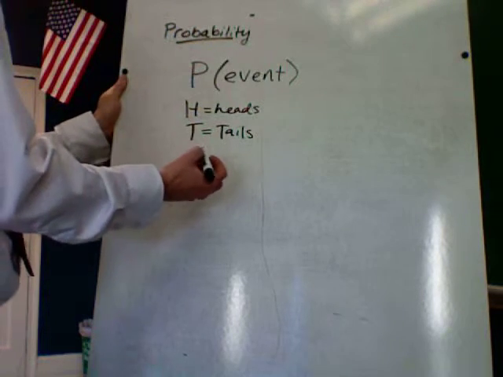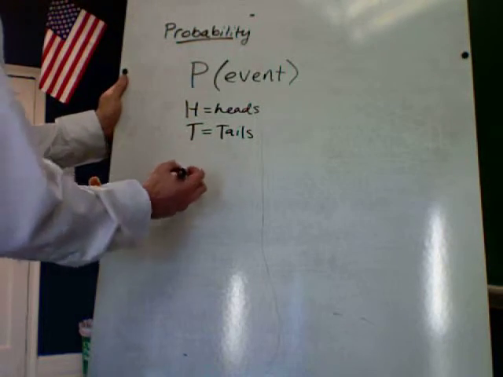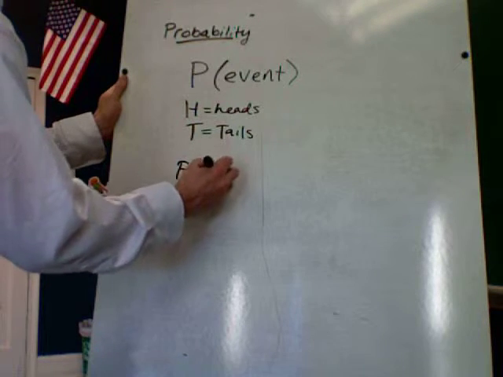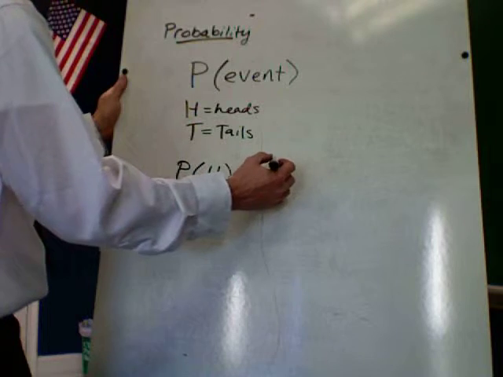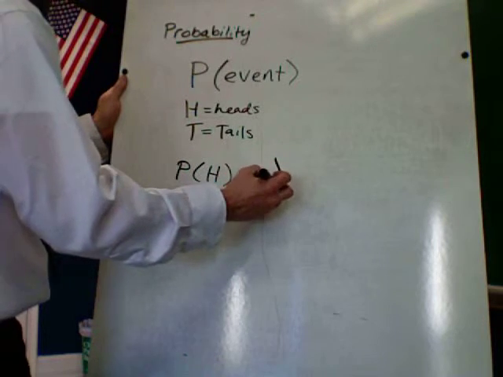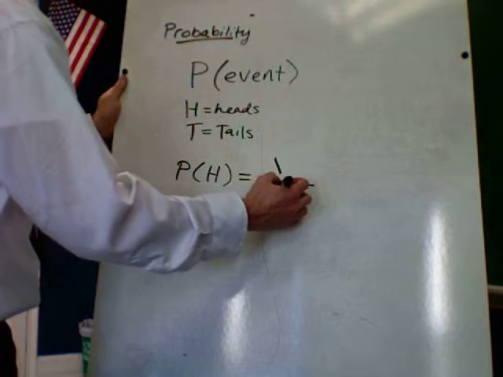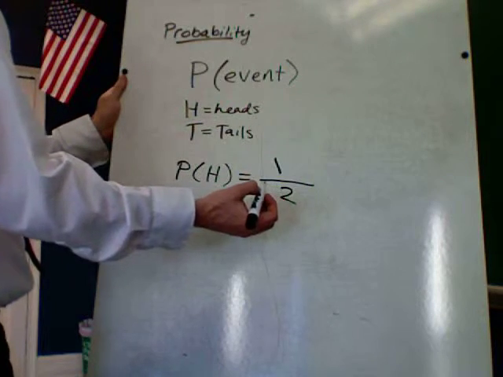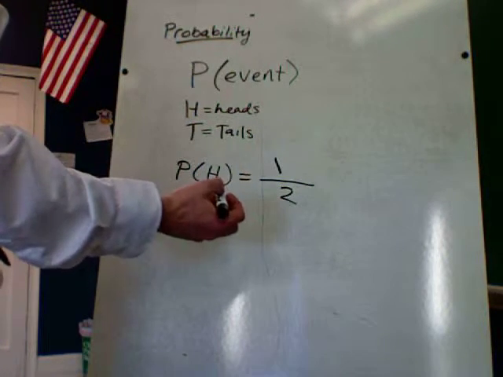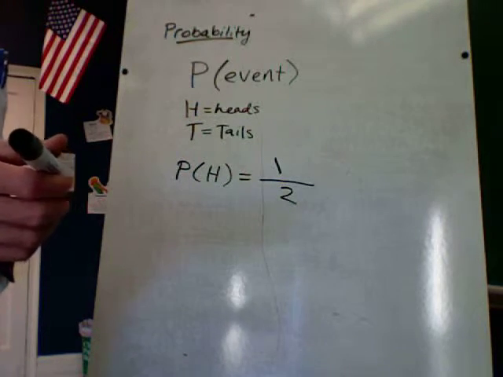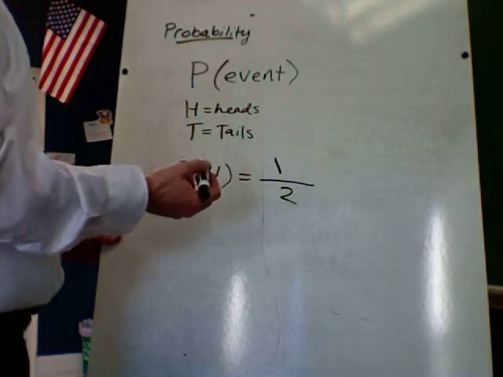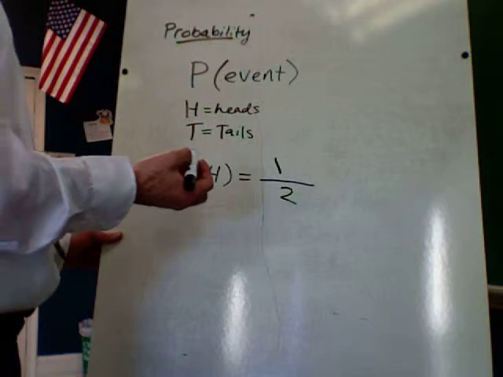So let's say we flip a coin one time. The probability of getting heads is how many heads there are on a coin, which is 1, out of how many faces there are on a coin, which is 2. All right. Suppose we flip a coin more than that, though. Then we're going to need to start talking about a sample space. All right. And a sample space is just a list of all the possibilities.